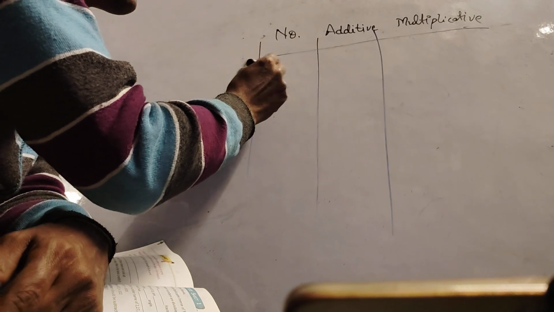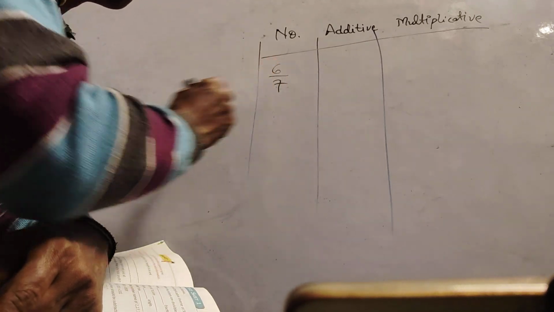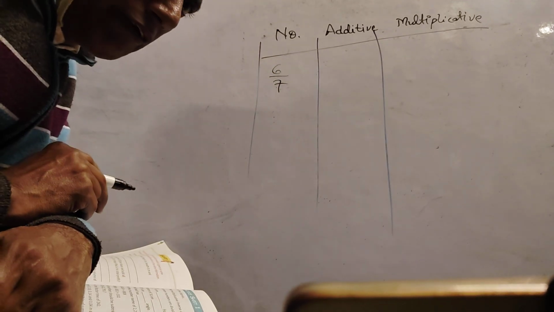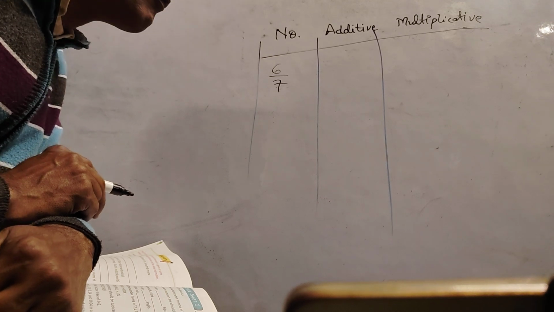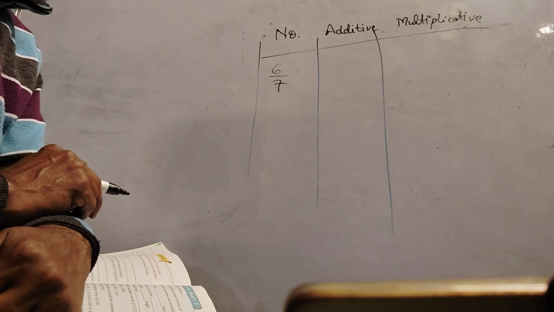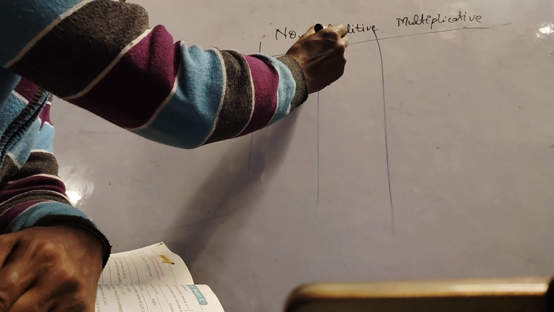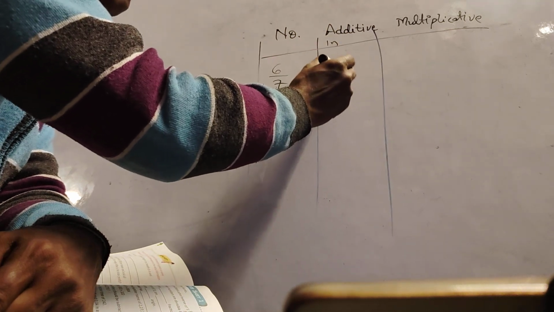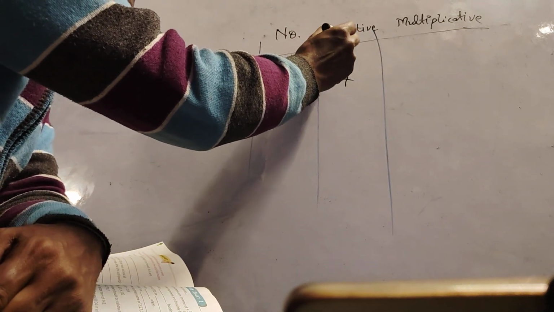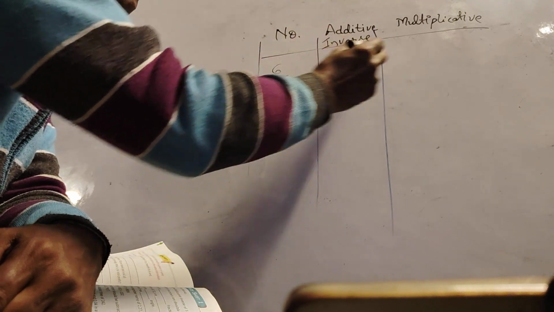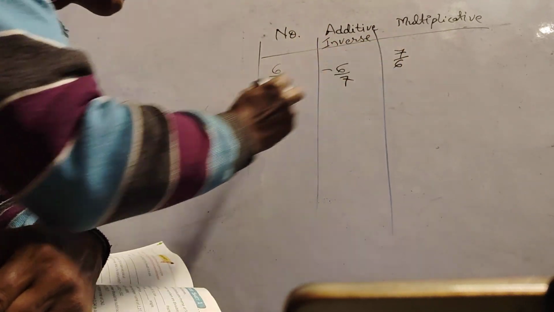Suppose the number is 6 upon 7. So can you tell the additive inverse of 6 over 7? Negative 6 over 7. Can you tell the multiplicative inverse? 7 over 6.